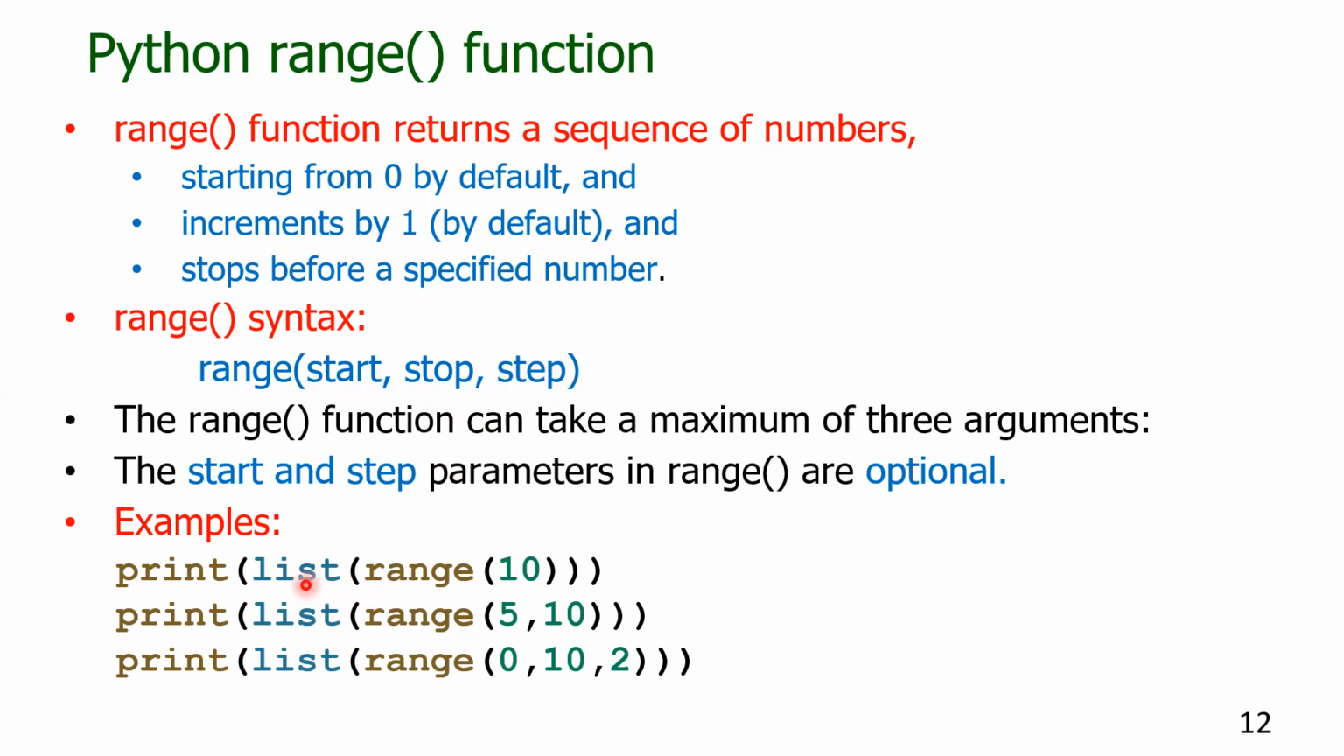Here are the examples. Range of 10 means it is going to generate a sequence of numbers starting from 0 up to 9 in steps of 1. Similarly, range of 5, 10 is going to generate a sequence of numbers starting from 5 up to 9 in steps of 1. Similarly, range of 0, 10, 2 is going to generate a sequence of numbers from 0 to 9 in steps of 2.